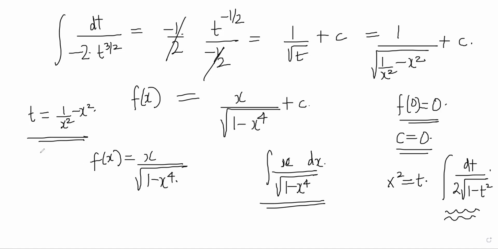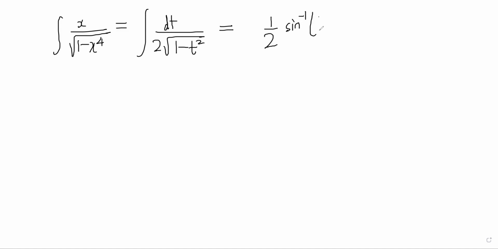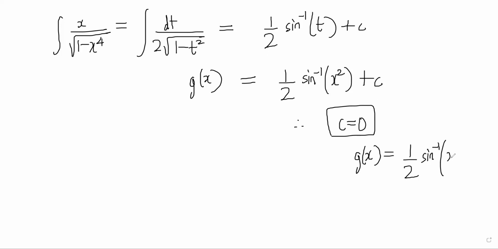So you can do it by substitution simply. You will get the integral of x by root over 1 minus x power 4 dx is equal to the integral of dt by 2 root over 1 minus t square, which is 1 by 2 sine inverse t plus c, which is basically half of sine inverse x squared plus c. That is my g of x. And they have given g of 0 is also 0. Therefore, c is 0 again. And you have g of x is coming out to be half sine inverse x squared.